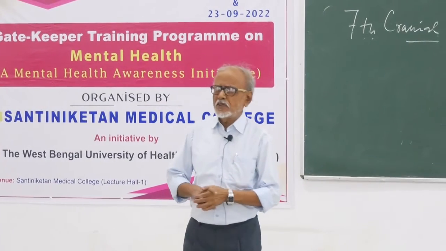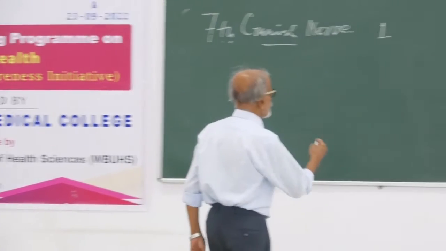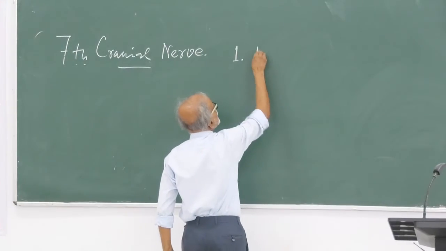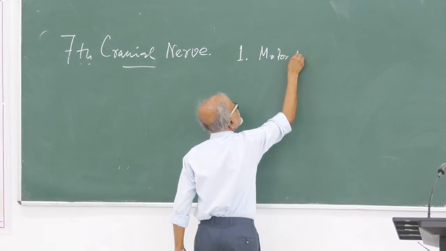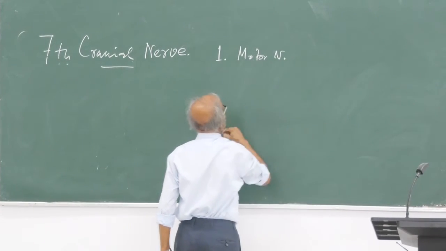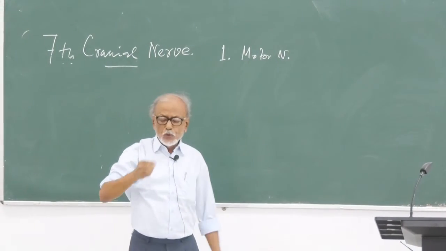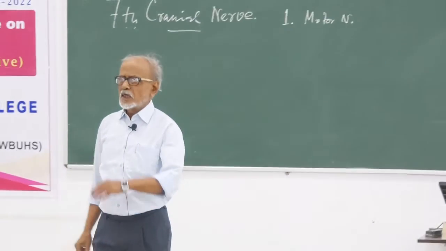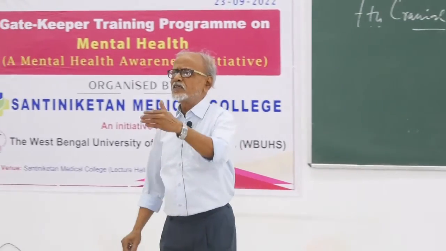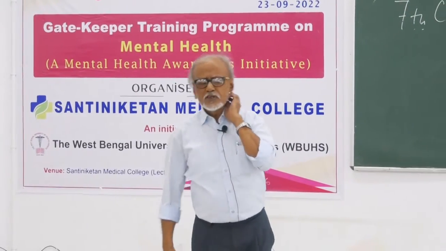The first nucleus is the motor nucleus of the facial nerve. Now, about this motor nucleus, the next important thing is where does it lie? It lies in the lower pons.